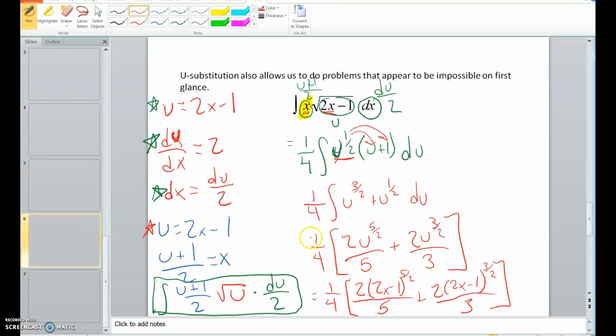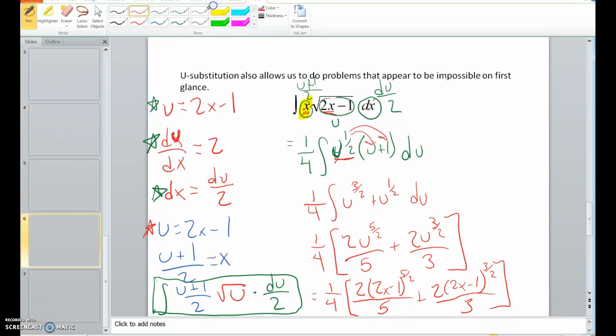The 1/4 is still hanging out in front, and then when you integrate u to the 3/2, you get u to the 5/2 divided by 5/2, but that's the same thing as times 2/5. So that's where this first term came from. Then I integrated the second term, got u to the 3/2 times 2/3. And then the last step, I just went back and plugged in what u stood for. So now we're back in terms of x.